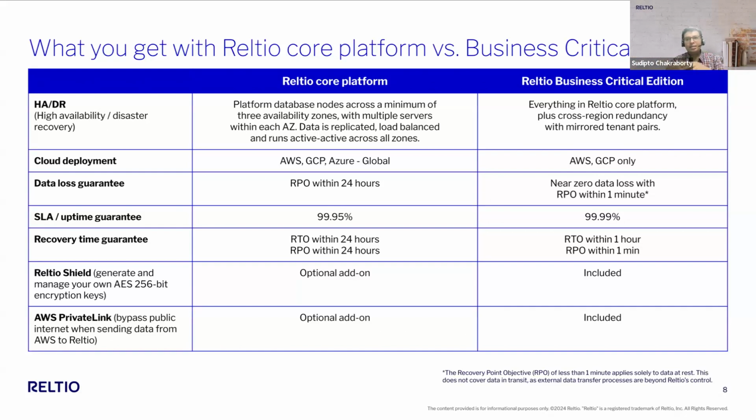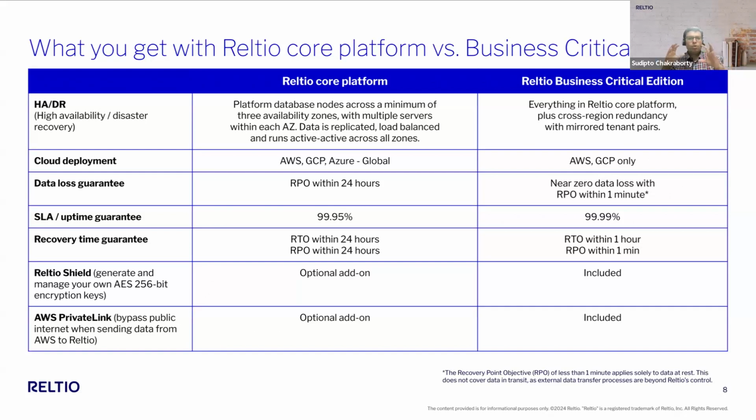BC, on the other hand, gives you everything in the core platform plus true cross-region disaster recovery. That means in BC, you have mirror tenant pairs across 2 regions for full regional redundancy. If an entire region goes down, BC has you completely covered. The core platform by itself doesn't include a second region. It's resilient within a region, but not across regions.